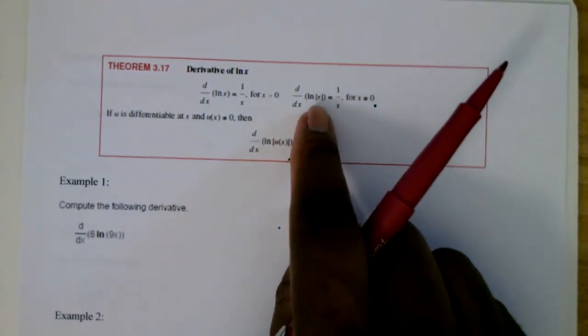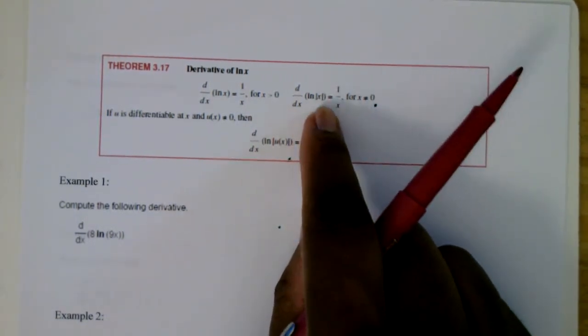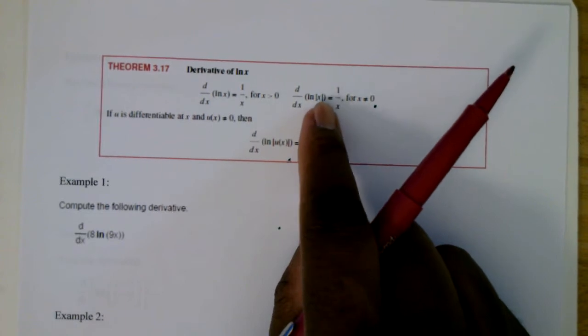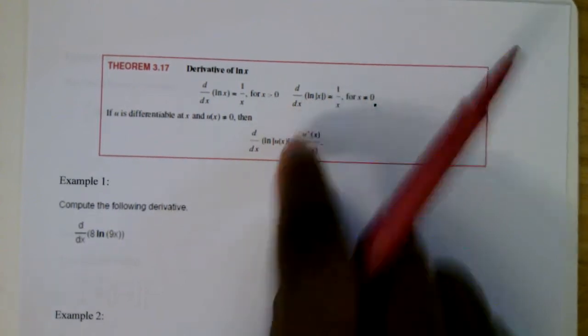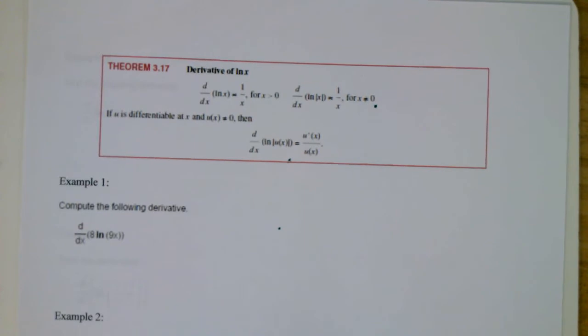Because let's say x was negative, we needed that absolute value here because we can take the absolute value of that and it will be positive. So that way we can take the derivative of ln of x, which is, of course, 1 over x.